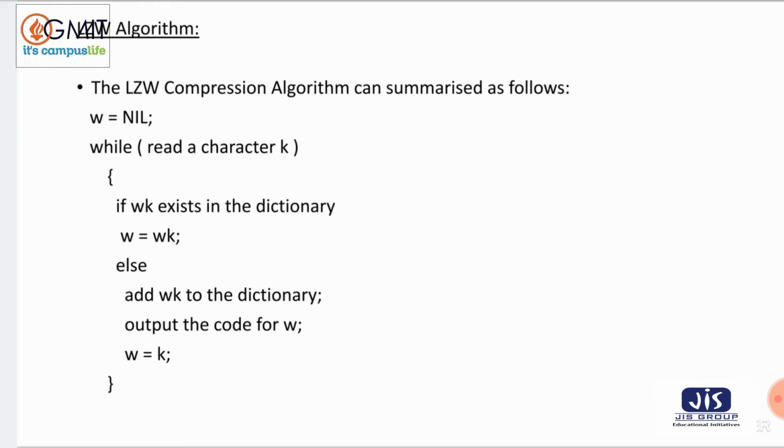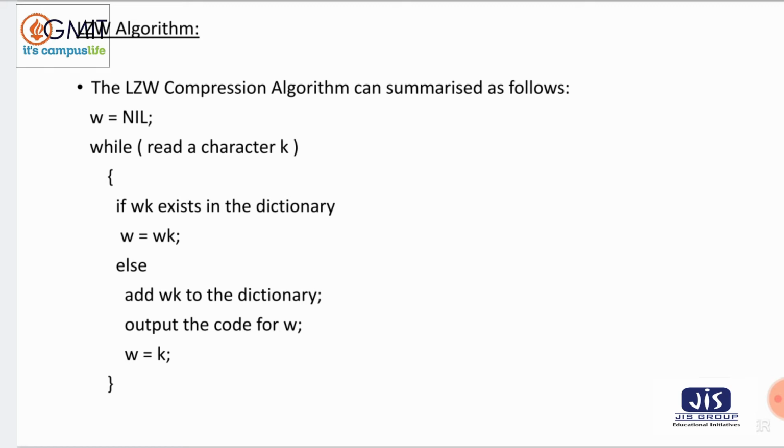dictionary. Suppose there is a particular character or word in my dictionary, then I don't have to insert it again. But if it is absent from my dictionary, then I have to insert it first. Clear? Output the code for W, and W is equal to K. That's it. So in simple language, step 1, the source sequence is parsed into strings that have not appeared so far. So we have to look for the string or characters that have not appeared so far.